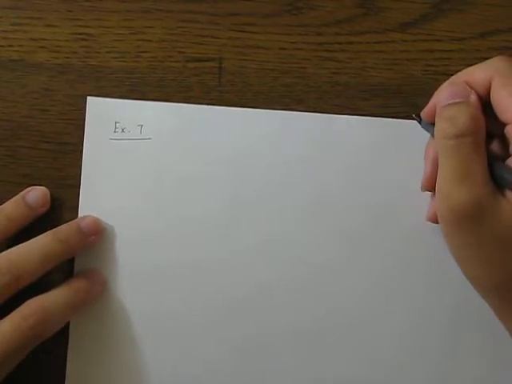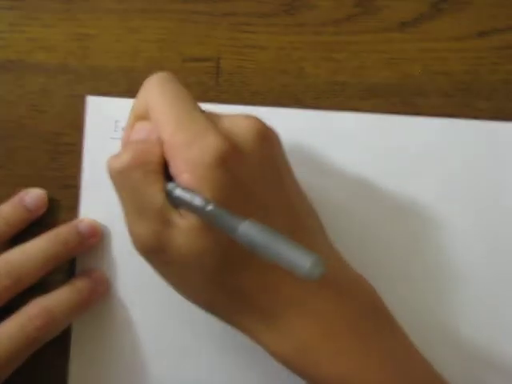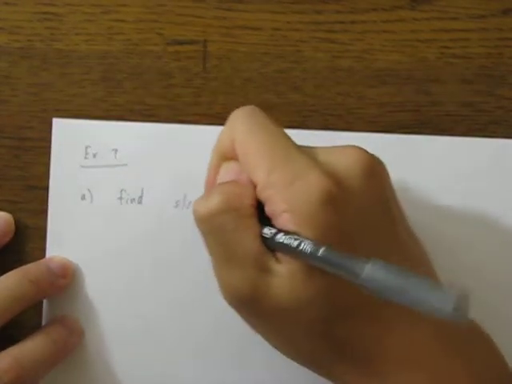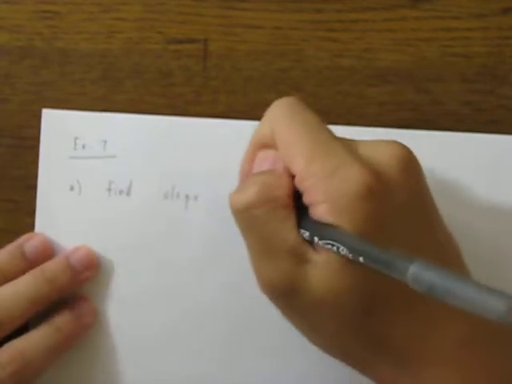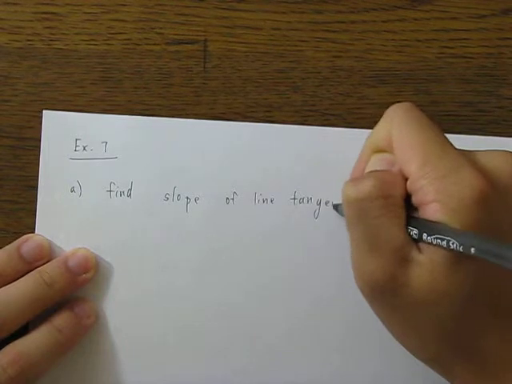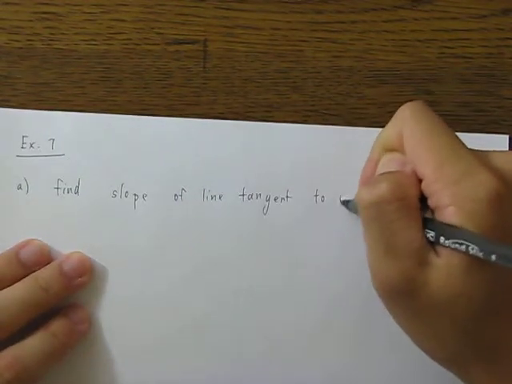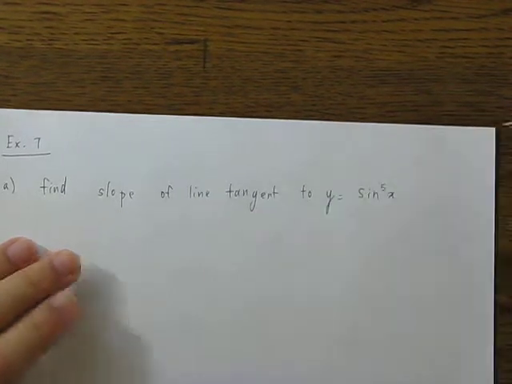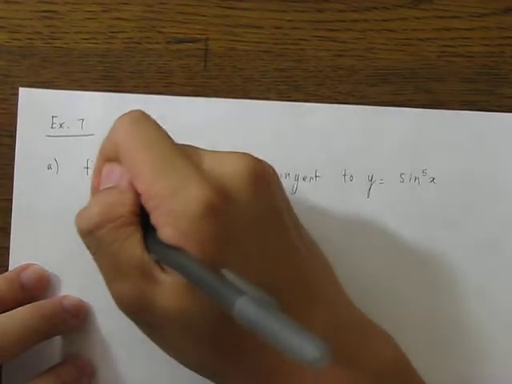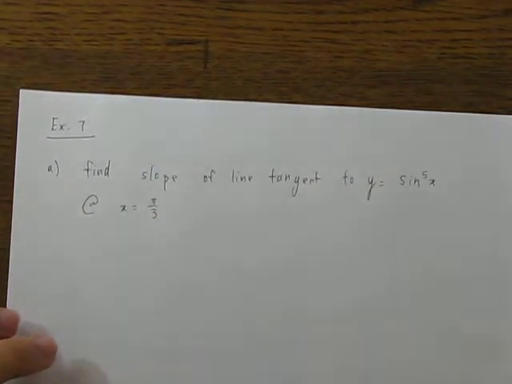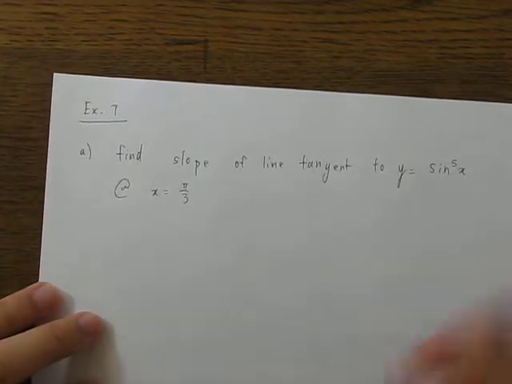So part A asks us to find the slope of the line tangent to the curve y equals sine x raised to the 5th power at the point where x equals pi over 3, right? So now you're going to have to derive this function first. The first thing you have to do, derive, okay?